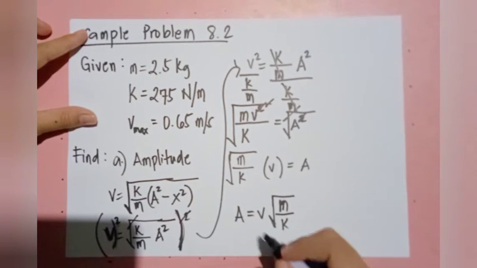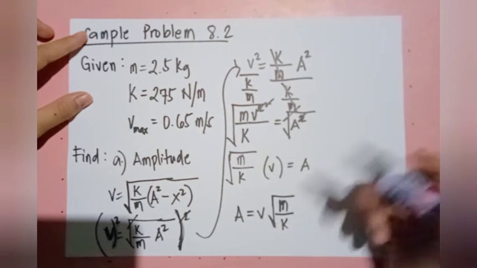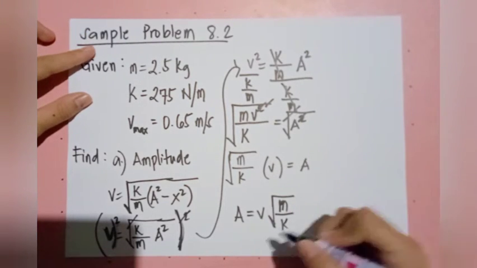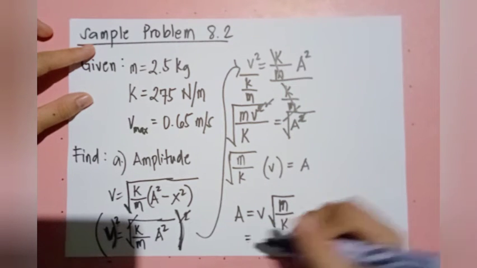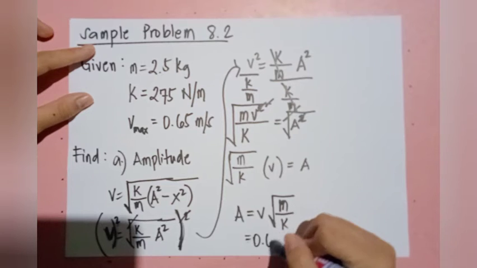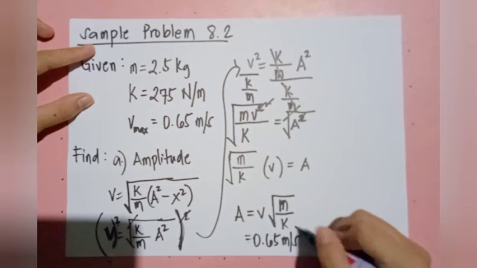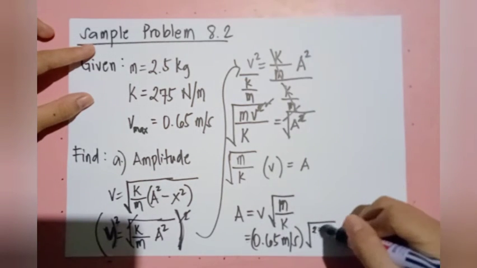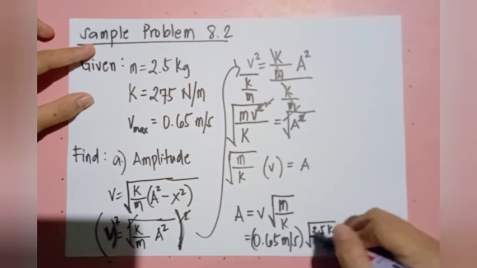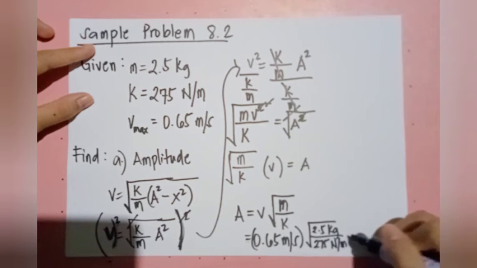Now from here, we simply have to substitute the values we have here to get the value of a, or the amplitude. Alright, so we have v is 0.65 meter per second. Multiply that to square root of 2.5 kilogram over 275 Newton per meter.